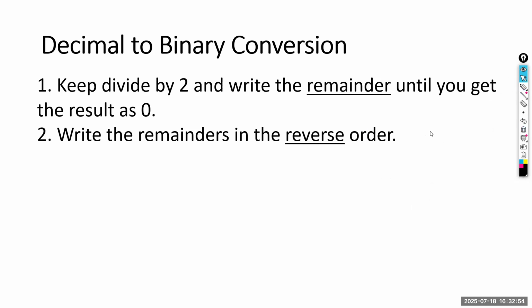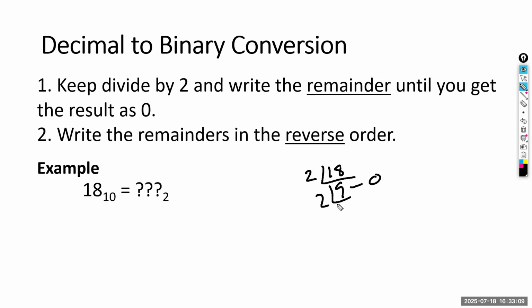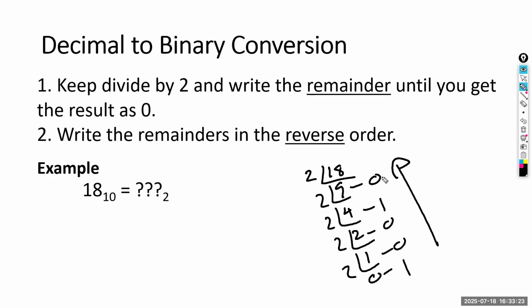Right. So let's do an example. Say 18. So we want to convert into binary. How do you do that? You keep dividing by 2. 9, 0 remains. 4, 1 remains. 2, nothing remains. 1, nothing remains. 0, 1 remains. So now you can stop. Write your remainders from bottom to top. 1, 0, 0, 1, 0 in base 2.